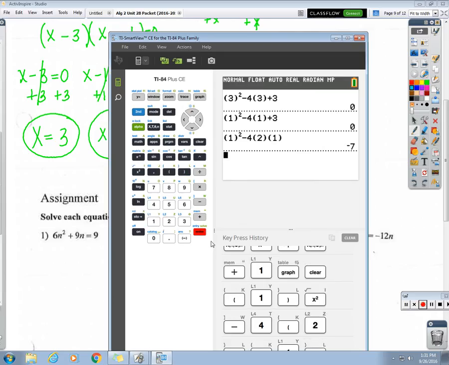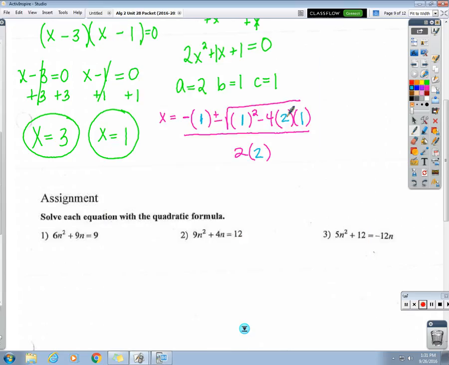A negative 7. Okay, so now I'm going to rewrite this as x equals negative 1, and you can just drop the parentheses, right? Plus or minus the square root of negative 7 all over what? 4. At this point, I'm going to break it apart. I'm going to put the 4 under that part and under that part.